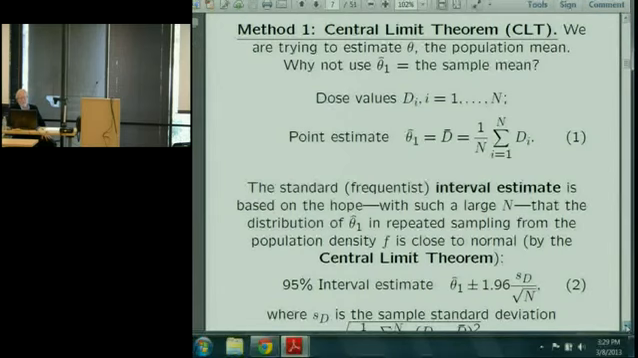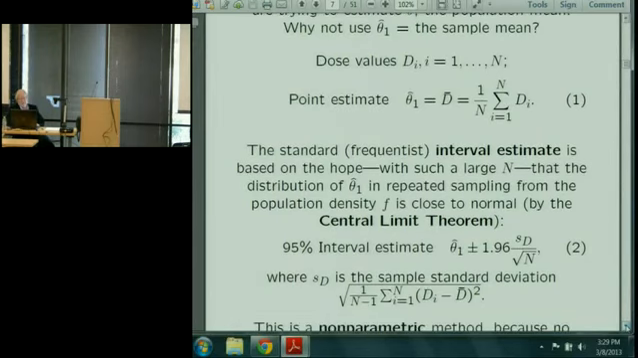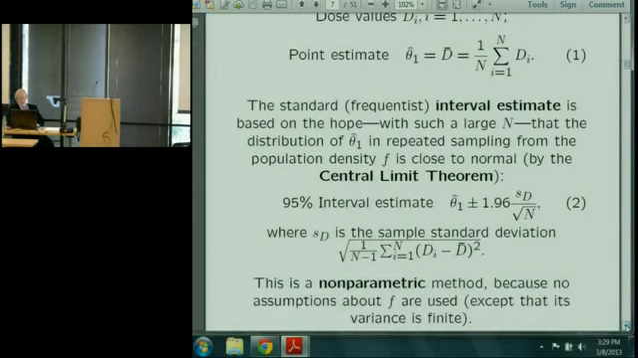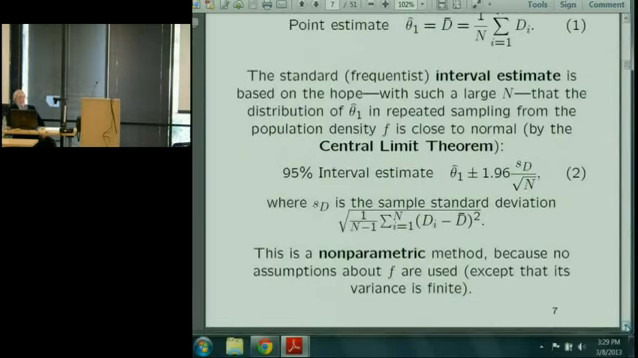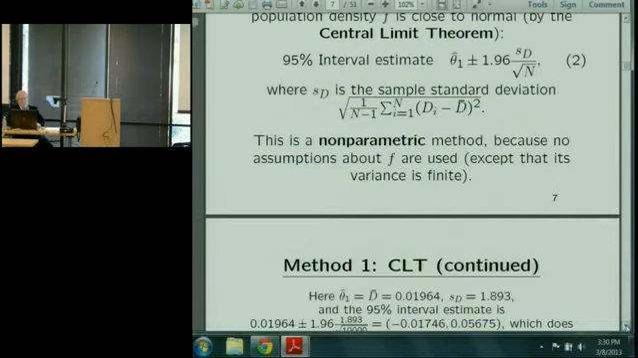So your 95% interval estimate would go theta 1 hat plus or minus 1.96 times the standard error, which is the standard deviation of the data values, the dose values, divided by the square root of capital N. And this is a non-parametric method because no assumptions about the underlying density that gave rise to this data set are made, except that it has finite variance, which is something the central limit theorem needs to know for it to work. And I'm not bothered by that because, as I've said to you before, I don't believe in any models that have infinite variance for finite data sets. So, let's see how the central limit theorem works.